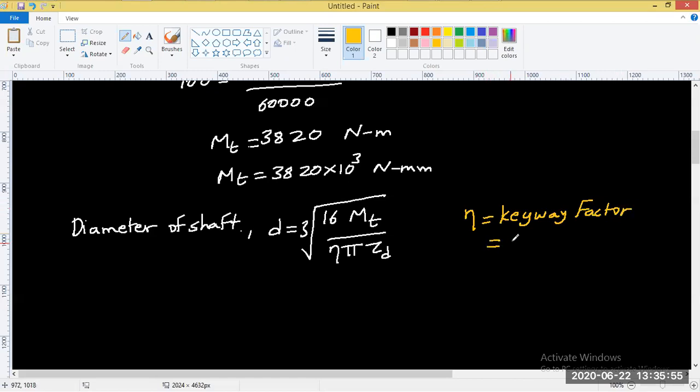This is usually taken as 0.75. All factors are less than 1. Whichever factor you see, they're always less than 1. And this keyway factor, most of the time, is 0.75, the frequently used value. So we'll just equate the value of nu to 0.75 and find the diameter in this case.